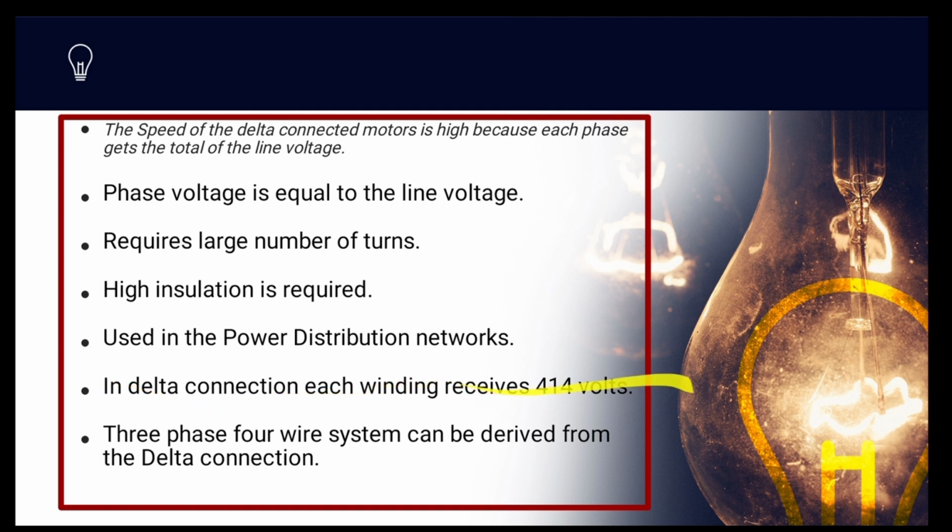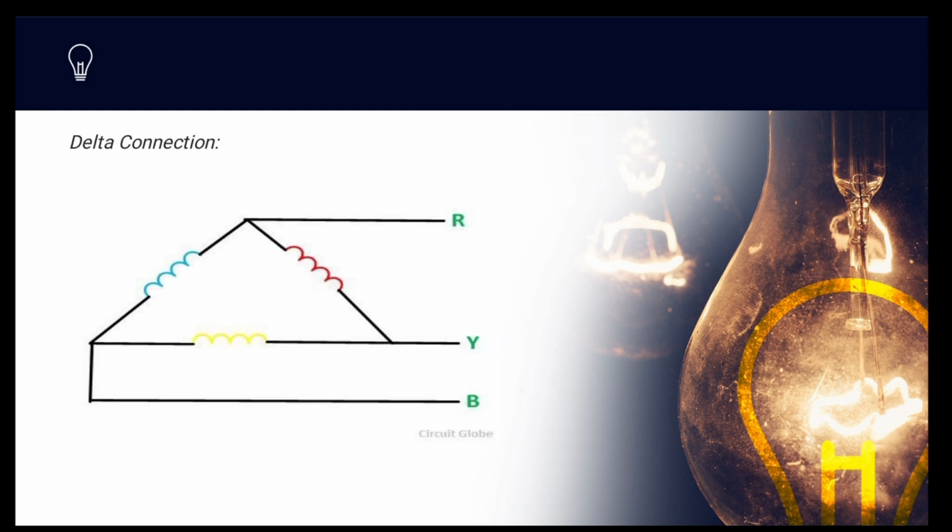In delta connections, each winding receives 414 volts. A three-phase 4-wire system can be derived from the delta connection. Now let us see the diagram of how the delta network really looks.